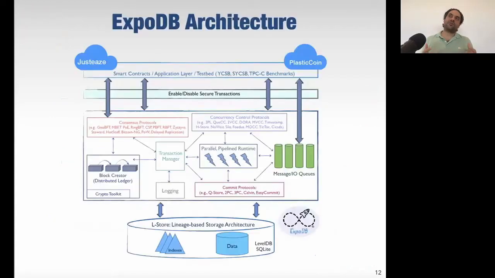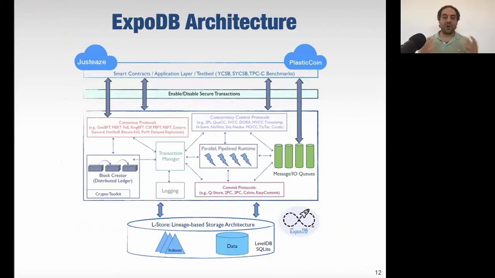In terms of a tangible product that has come out of our research lab, there is ExpoDB. ExpoDB is more than just a database. It's a distributed, fully fledged transactional database that also offers secure transactions, essentially what I'm calling the blockchain. So it has the traditional aspect, and it can also support the secure and blockchain aspect as well.